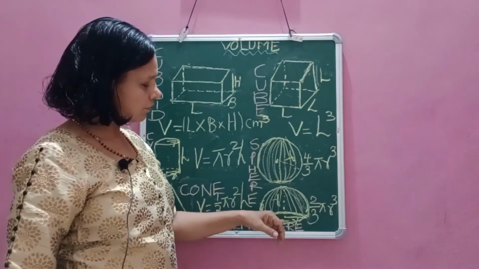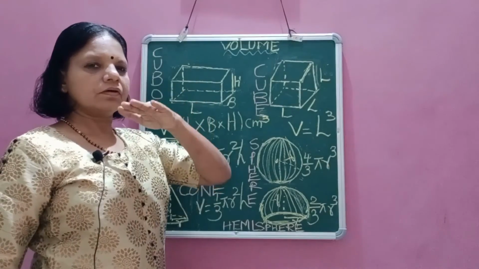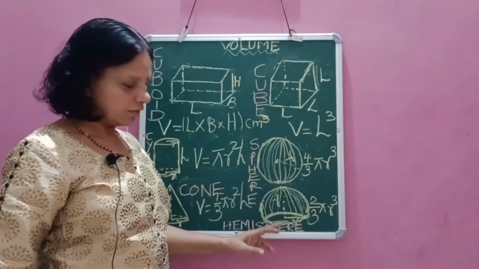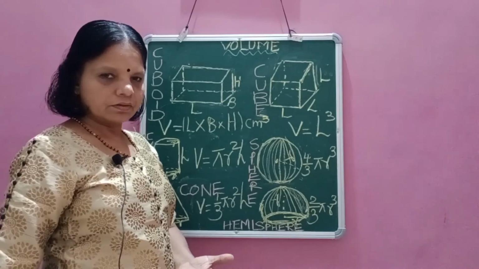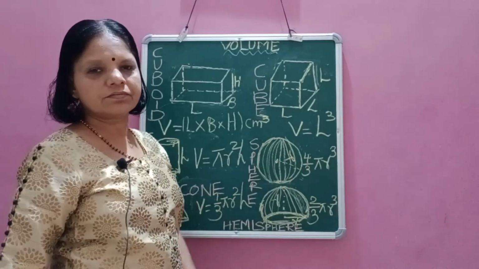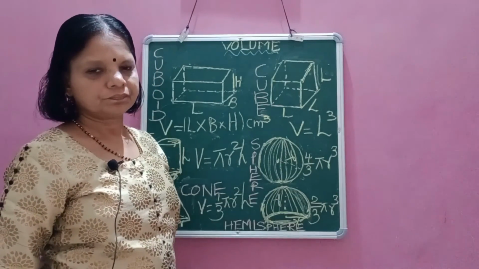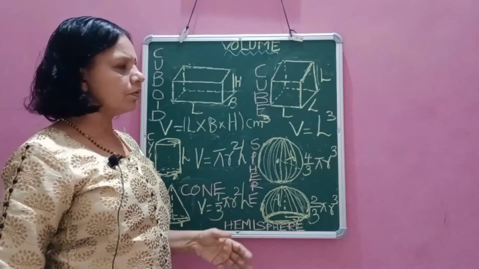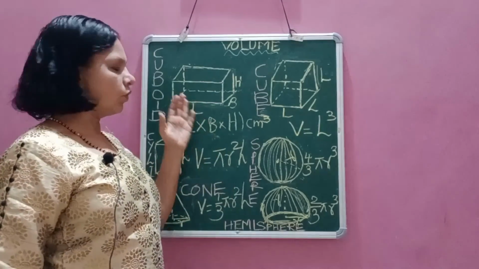And the next one is called hemisphere. When a sphere is cut into half, both parts will be hemispheres. So this hemisphere contains a lower face, clear, and the volume will be half the volume of the sphere having the same radius. So here 2 upon 3 pi r cube is the volume of the hemisphere, half sphere. These are some important solid figures you have to study and their volumes.